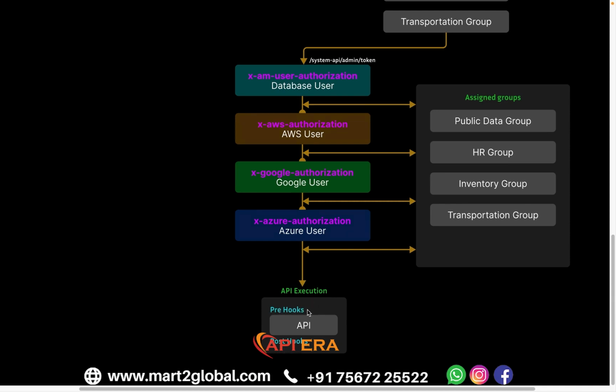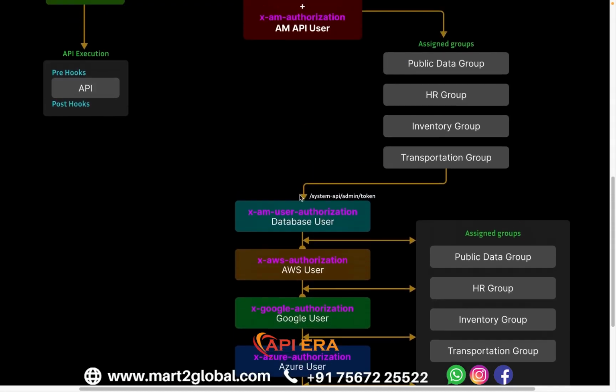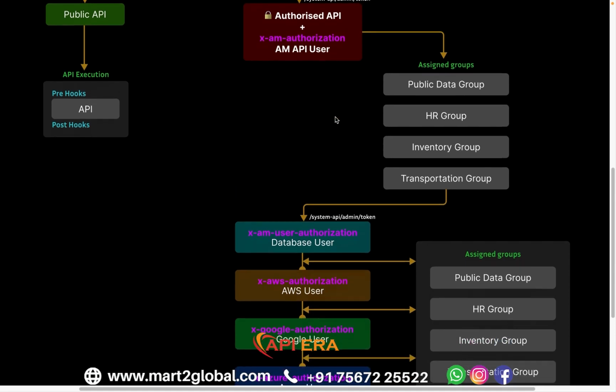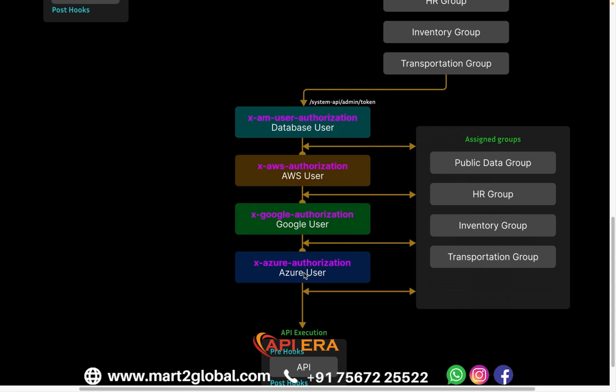In pre-hooks, we can write code, and in that code we can get all the information of this authorization related data, so we can know which user is hitting the API, and based on those users we can modify their request payload also, and if required we can throw appropriate errors also. In case of database user and API user, you can use this system API to get the token. AWS, Google, and Azure will provide you the user token because the users are stored inside them.